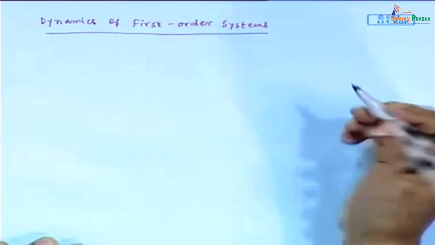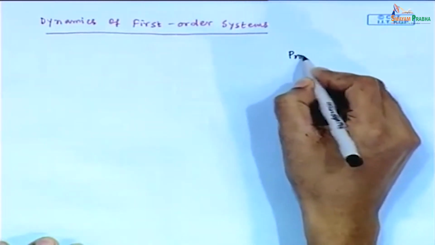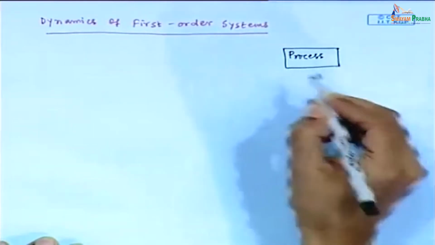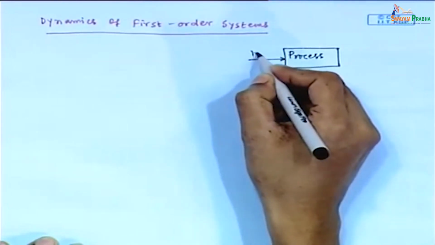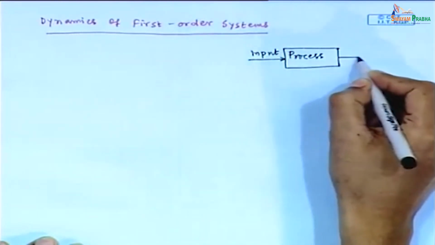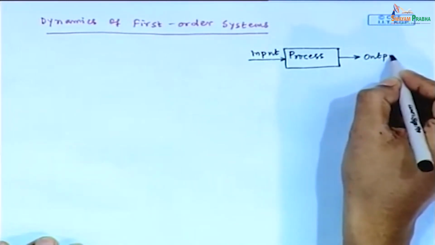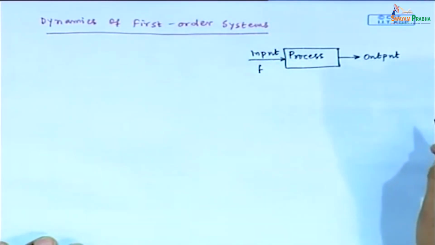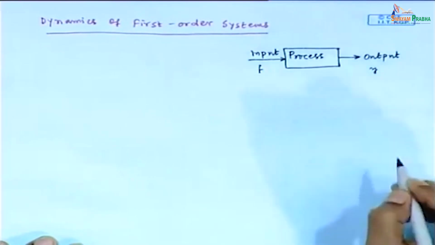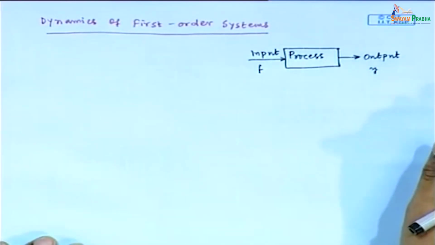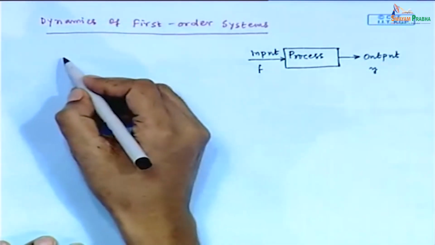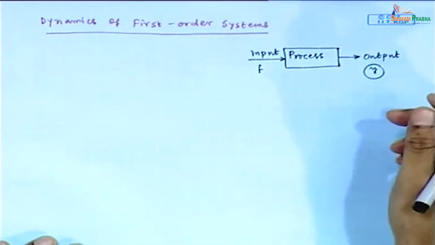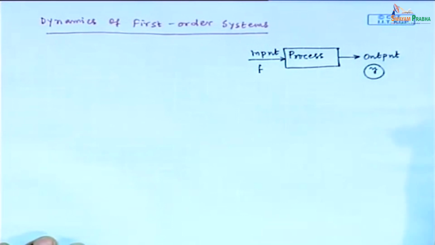Fine. Suppose we have a process. This is the input to the process and this is the output of the process. Input is represented by f and output is say by y. Now, first order system is one whose output y is modeled by first order differential equation.